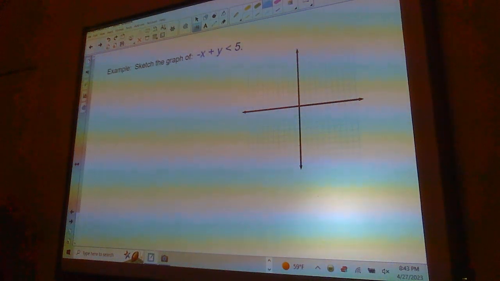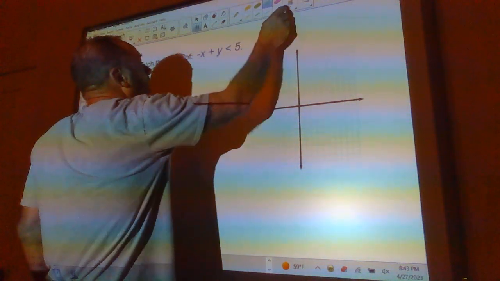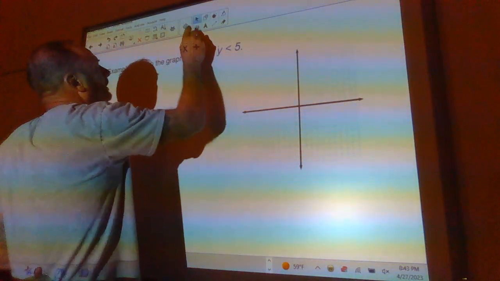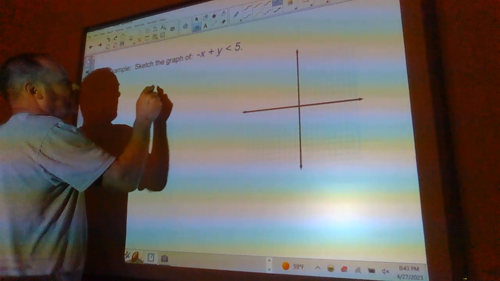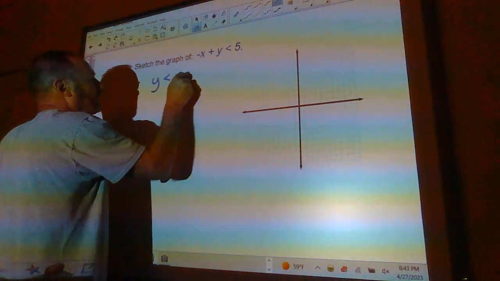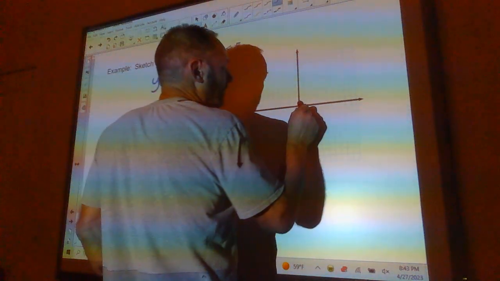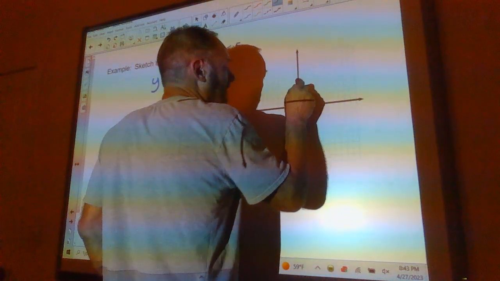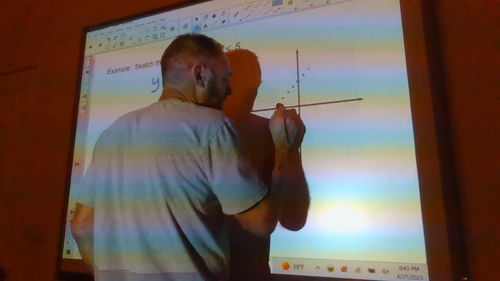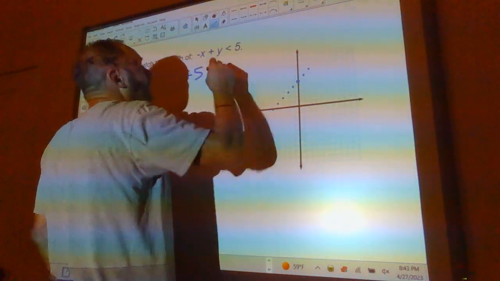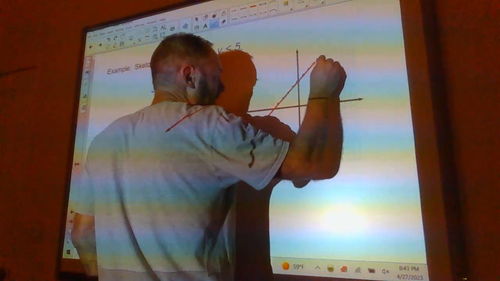-x plus y is less than 5. Okay, here's what I'm going to do with this. I would rather take this equation and add x to both sides and do this in slope-intercept form. So I've got a point, y-intercept is 5, 3, 4, 5 right there. The slope is 1, so this is going to go like this. And then I'm going to go ahead and make a line like that.